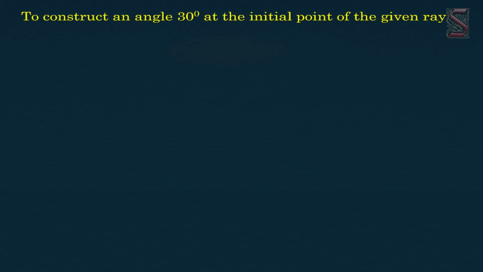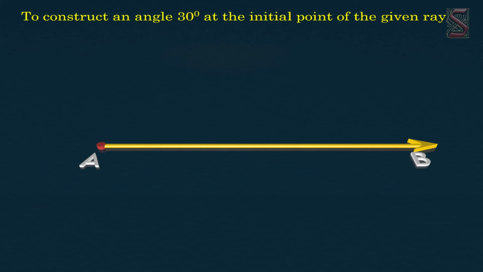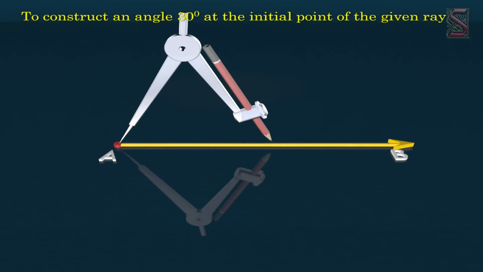30 degrees at the initial point of the given ray. Let us take a ray AB with an initial point A. We want to construct a ray AC such that angle CAB equal to 30 degrees. To do this, we first need to construct an angle of 60 degrees at A and then bisect it to get 30 degrees.